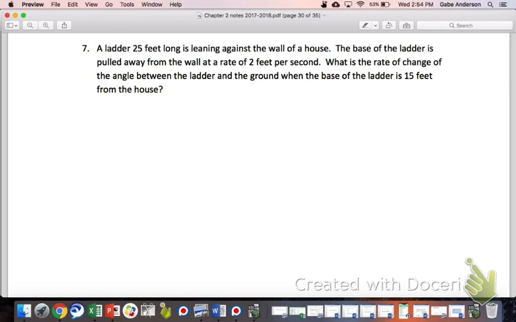I'll read it out loud for you. You can read along with me if you want. It's the same thing, right? A ladder 25 feet long is leaning against the wall of a house. We saw this before, right? Except wasn't a ladder 15 feet long before? Now it's 25. It's a little different ladder. The base of the ladder is pulled away from the wall at a rate of 2 feet per second. And here's where it goes different. What is the rate of change of the angle between the ladder and the ground when the base of the ladder is 15 feet from the house?